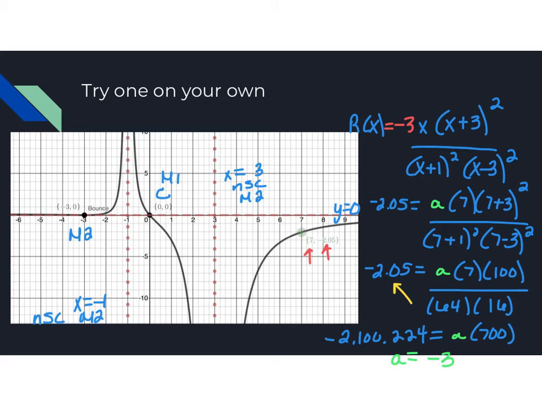Again, that could be just a small issue based on our point that we grabbed from Desmos. I will always do my best to have a whole x value, but your y value might be a decimal. Again, that just comes into play at the end. So our leading coefficient here is -3.